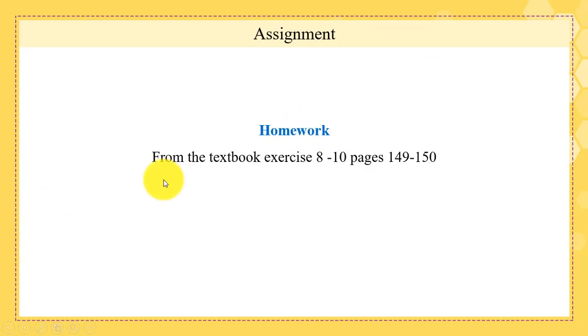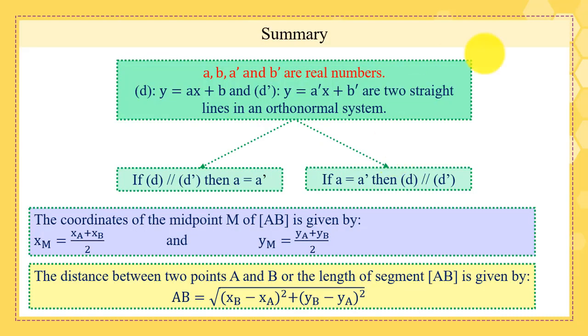Homework from the textbook: exercises 8, 10, pages 149, 150. The summary: the coordinates of the midpoint M of AB are given by xm equal to (xa plus xb) over 2, and ym is equal to (ya plus yb) over 2, and the distance between the 2 points, or the length of the segment AB.